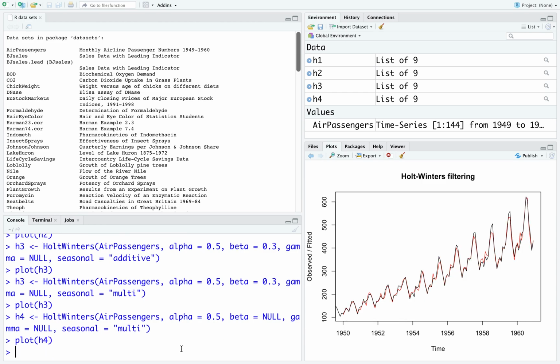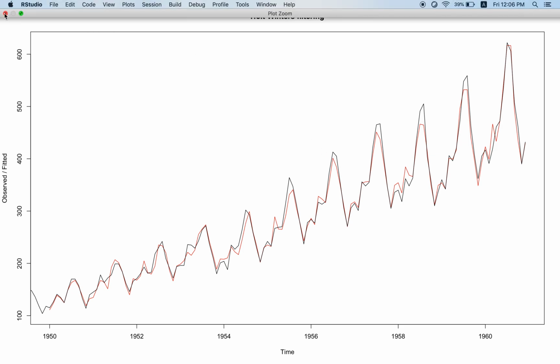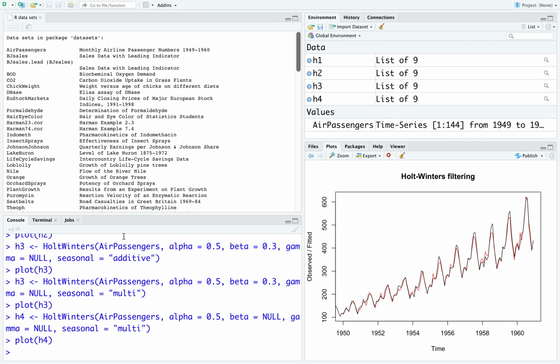Plot H4, right. It's actually working quite well in this case. So, that's the thing about some of these built-in data sets like the air passenger and the CO2 data. The data sets are so ideal for doing time series analysis, any method seems to work quite well, right.